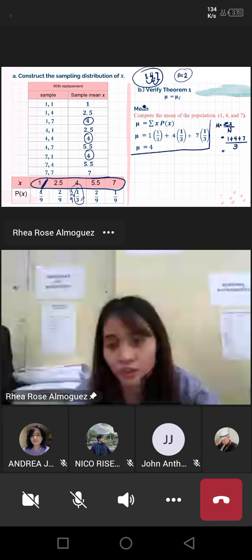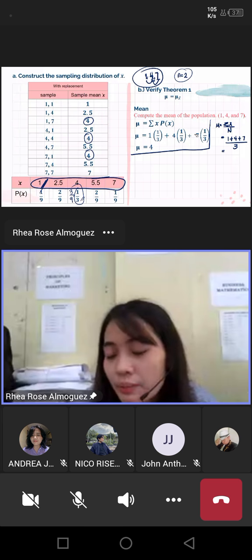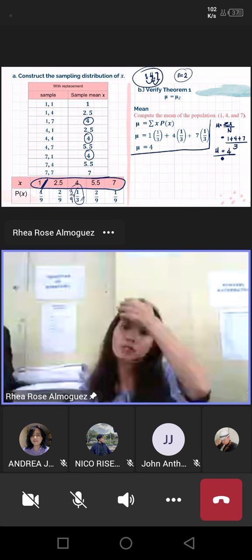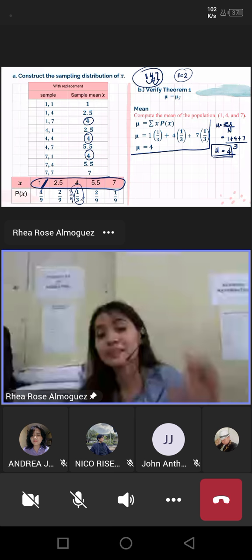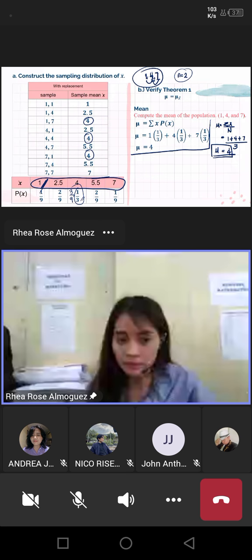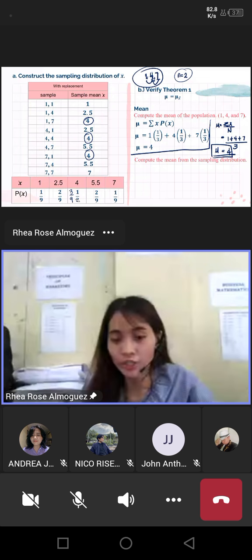Kaya po, it's up to you kung ano yung gagamitin natin. Same lang naman po yung makukuha nating sagot, kahit kung saan kayo mas madalian. Okay, so now after we compute for the mean of the population, let's compute for the sampling distribution. Kapag sampling distribution, naka-refer na tayo dito sa may probability or sampling distribution. Ito na yon, yung kinuha natin na to.